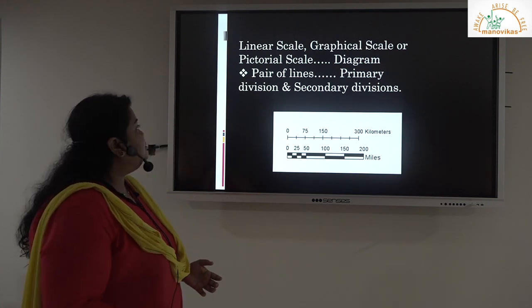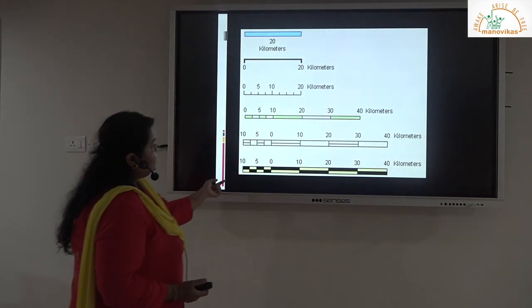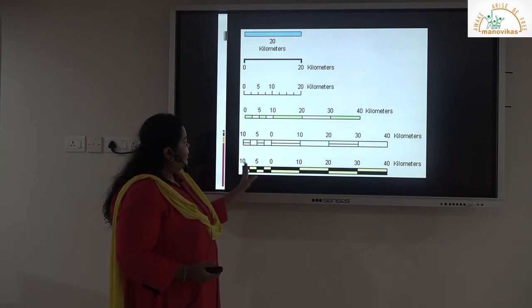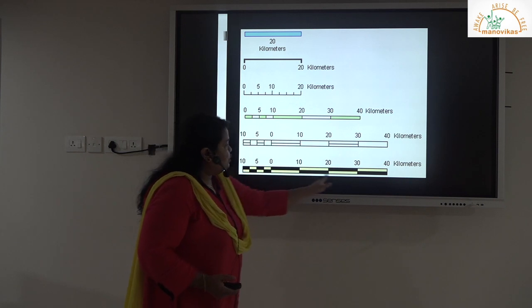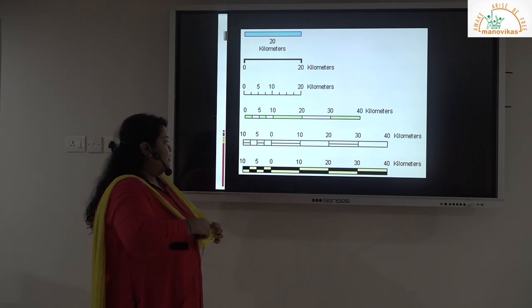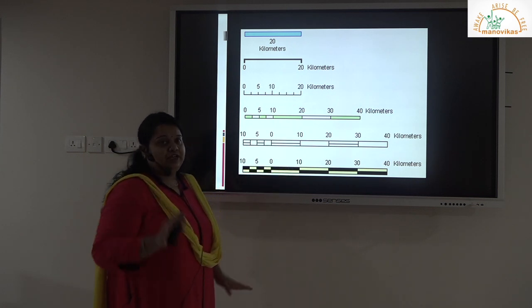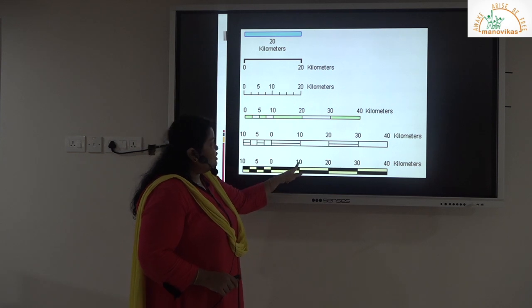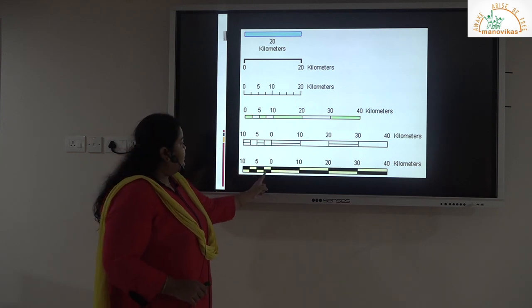Let us take a better picture. Okay, check for the last graphical scale. So you can see it's written 0 here, and the line is drawn. Imagine this line is drawn of 10 centimeters and the segments are made of 2 centimeters each. So it says that 2 centimeters is equal to 10 kilometers. And these are the subdivisions.